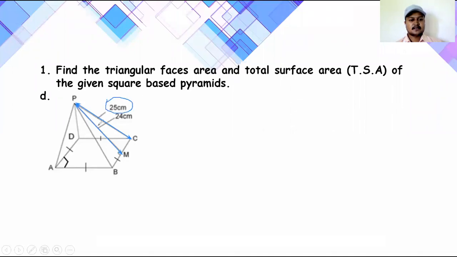This one is the edge. And PM, the height drawn to the base of the triangle PBC.